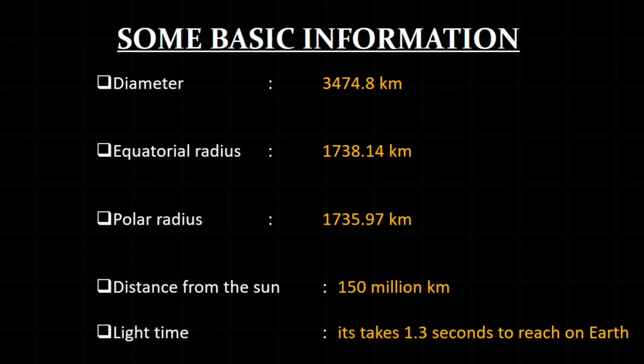Diameter: 3474.8 km. Equatorial radius: 1738.14 km. Polar radius: 1735.97 km. Distance from the Sun: 150 million km. Light time: it takes 1.3 seconds to reach the Earth.